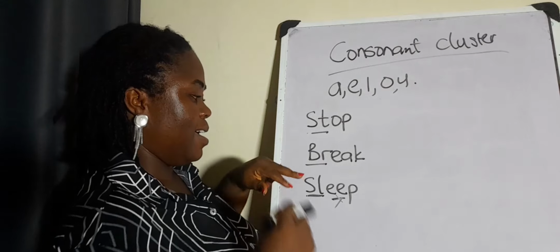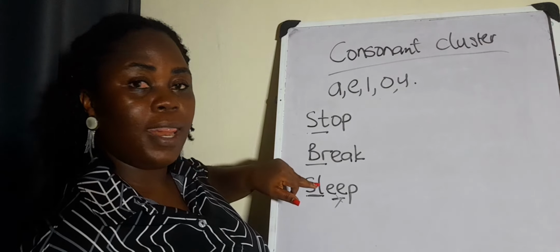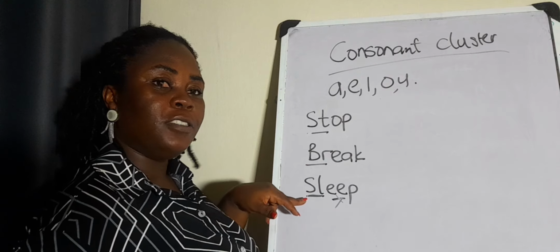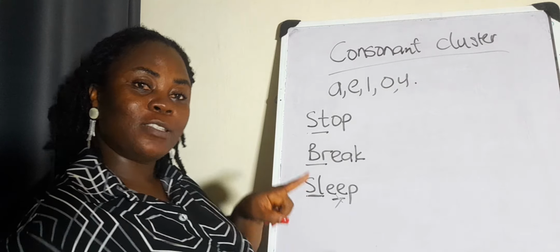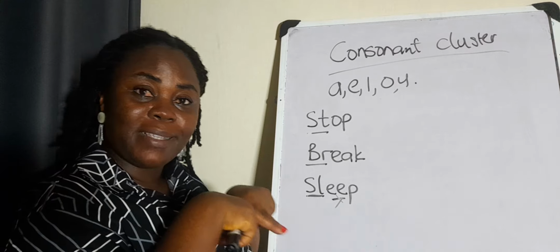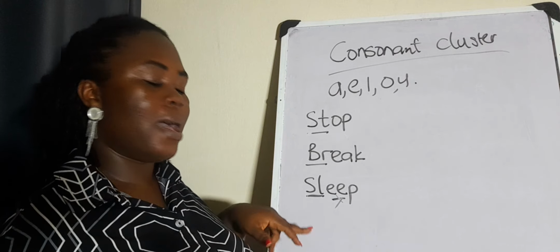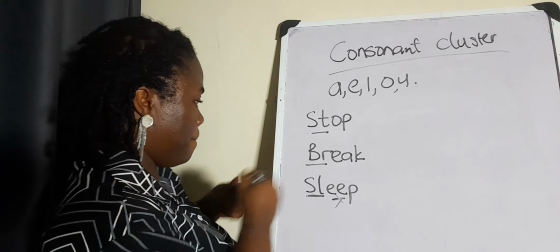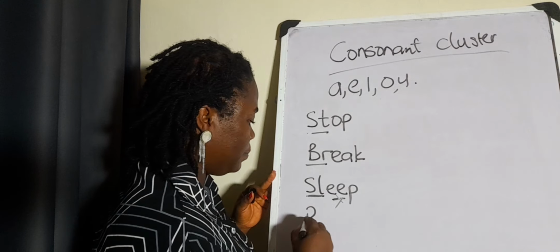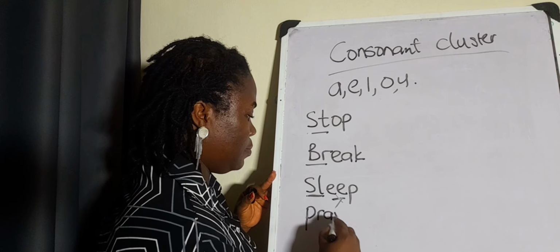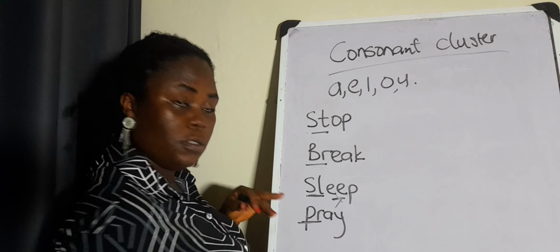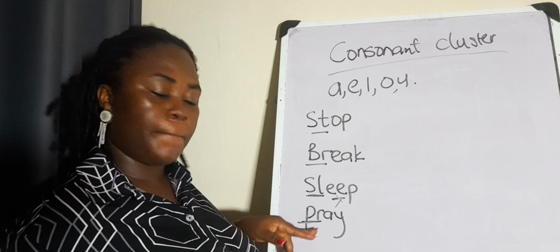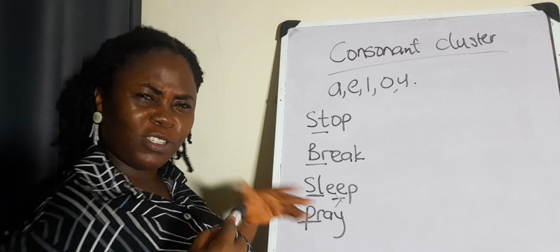Consonant cluster. S, L, sl, sleep. This is the consonant cluster. Two consonants coming together, like walking side by side in a word, is a consonant cluster. Sleep. These two here, P, R, pr, pray. Let me just touch our previous lesson.